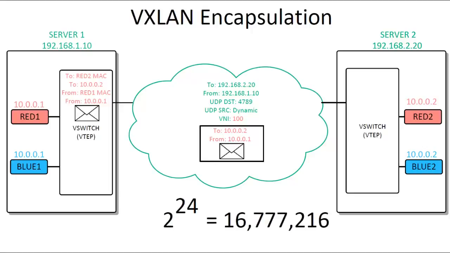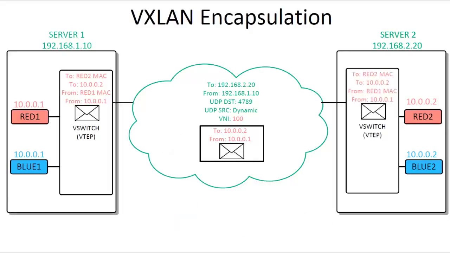VNIs, however, have 24 bits reserved, which allows for over 16 million VXLAN identifiers. After the VXLAN header, there is the original packet from Red 1. With the outer headers in place, the packet reaches the VTEP on server 2 at 192.168.2.20. This VTEP receives this VXLAN packet and reads off the VNI of 100 reserved for the red tenant. The VTEP then strips off all the outer headers, leaving the original packet from Red 1 to Red 2.